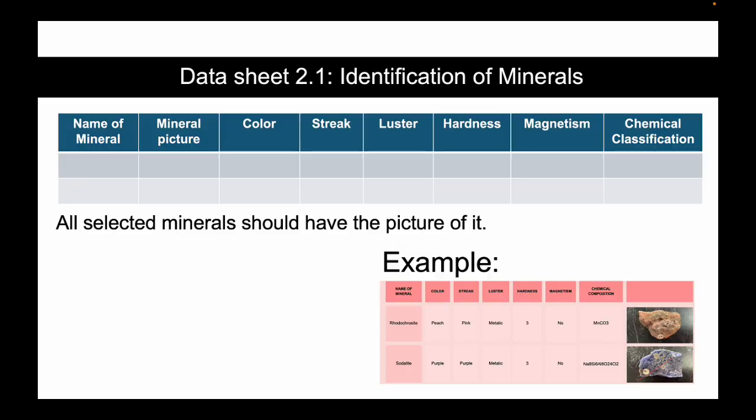All the data should be recorded in datasheet 2.1 in the identification of minerals, and all selected minerals should have pictures of them. For example, on this report. So this is how your report should look. Each of the selected minerals should have its picture inside your lab report later on.